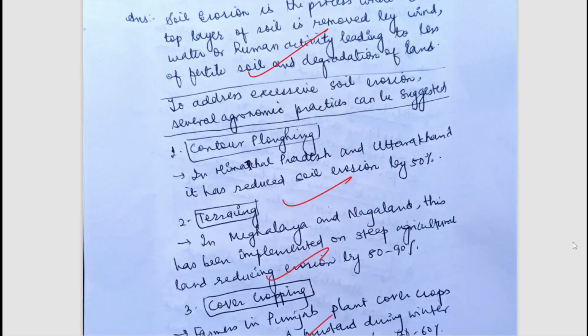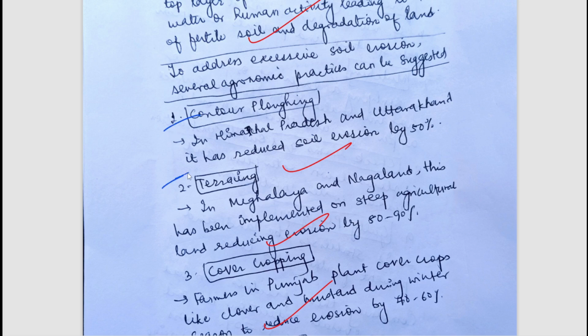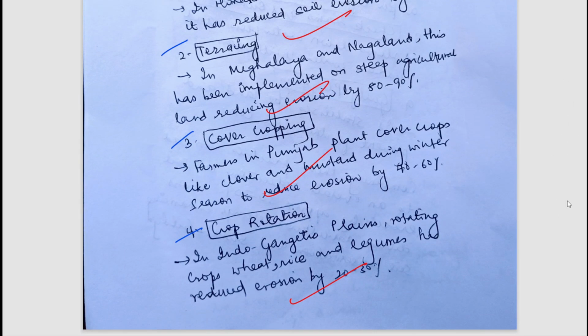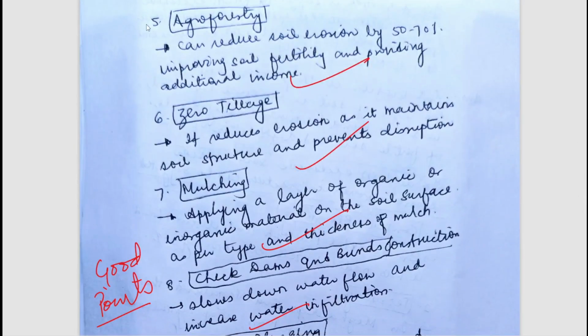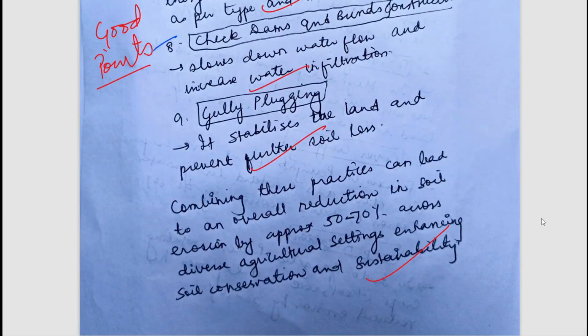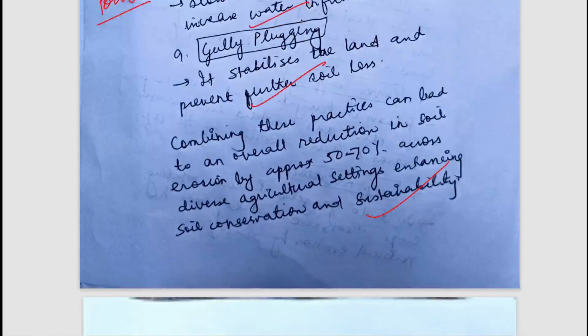So how can you address soil erosion? We can do contour ploughing, terracing, cover cropping, crop rotations, agroforestry, zero tillage, mulching, check dams, gully plugging. Obviously, these are common methods. You can pause and read the answer.